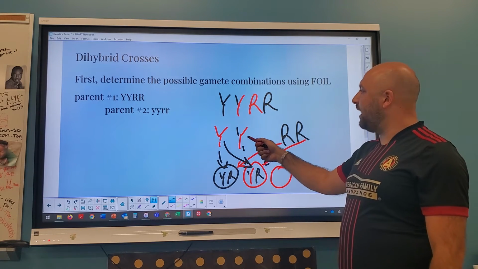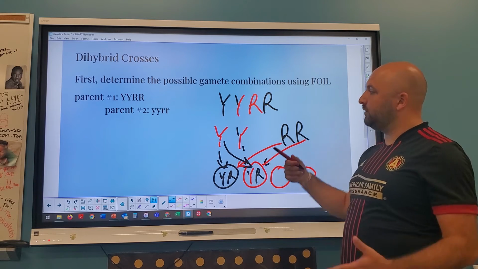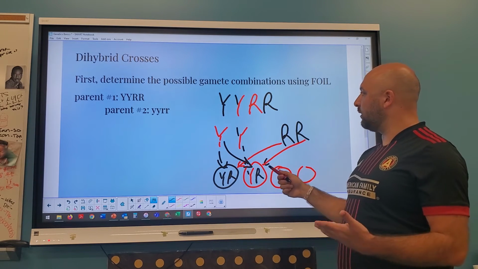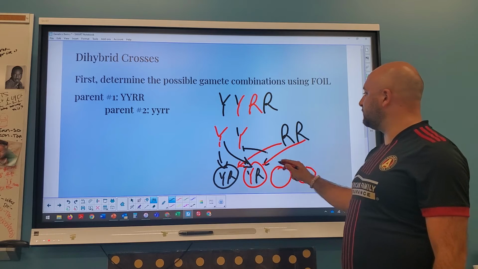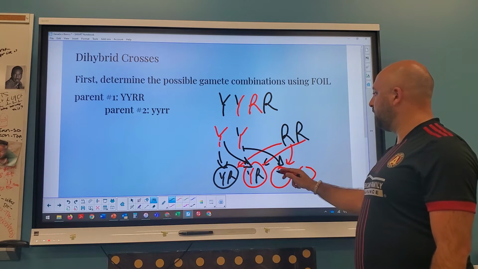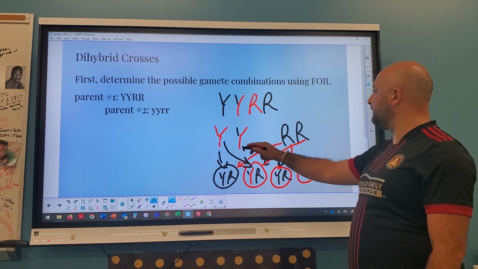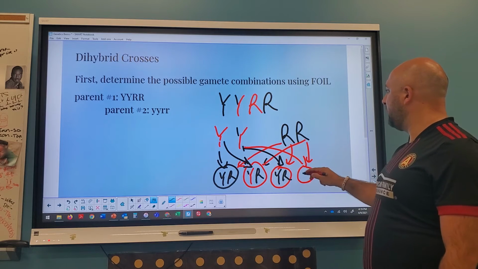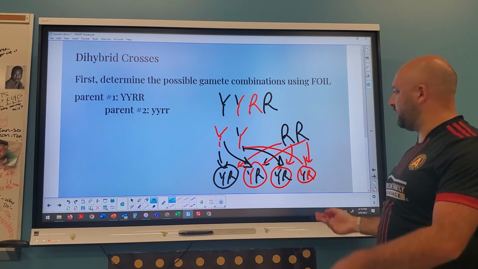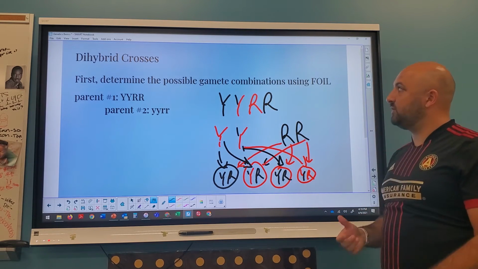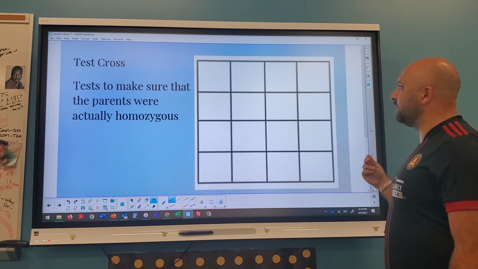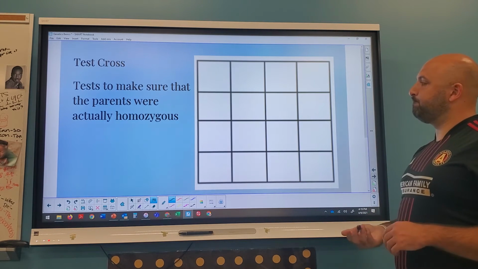However, this Y cannot go into the offspring with this Y. There will only be one Y and one R. So over here, I could also have this Y and this R pair up. I could have this Y and this R pair up. They're all independently assorted. They're going into their own unique packages in unique ways. And that's what we're going to see here when we do this.